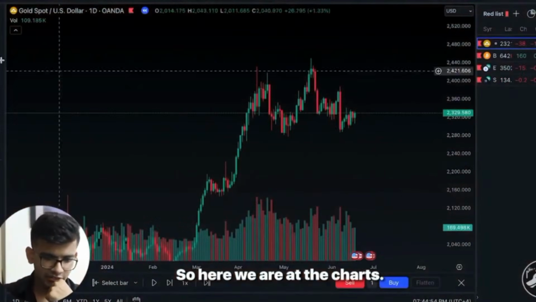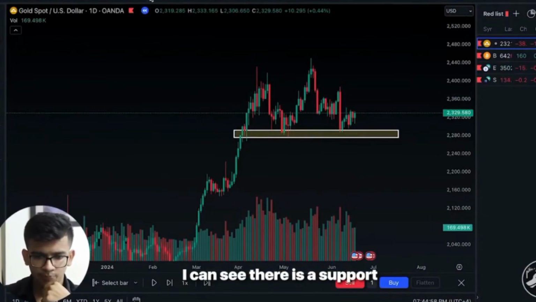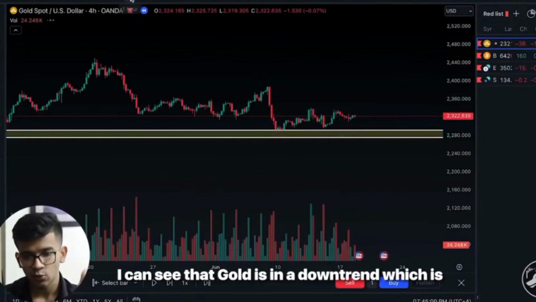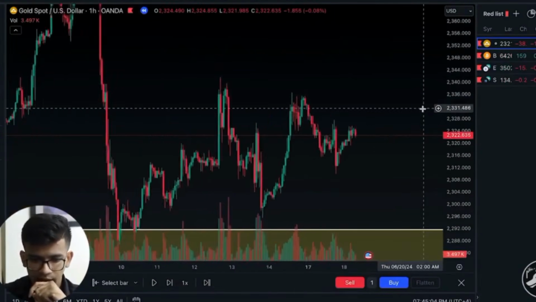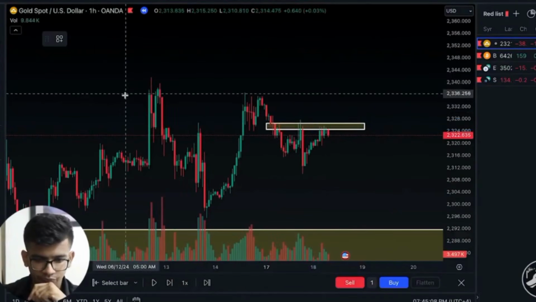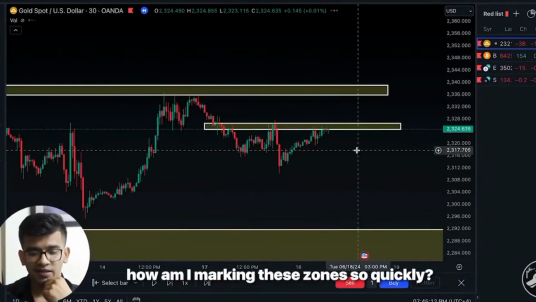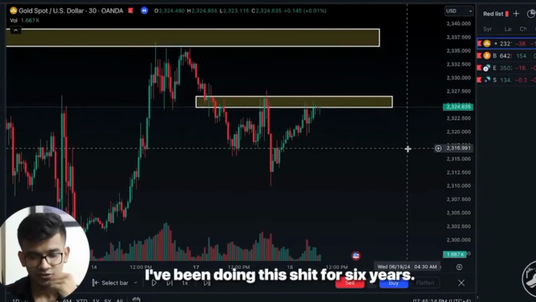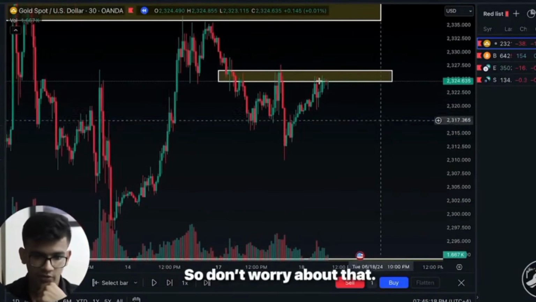So here we are at the charts. Now, straight up looking at the daily time frame, I can see there's a support. On the 4-hour time frame, I can see that gold is in a downtrend, which is lower highs and lower lows. Quickly analyzing the 1-hour time frame, I can see a resistance right here. If you're worried how I am marking these zones so quickly, I've been doing this for 6 years. Don't worry. The more you practice, the better and faster you'll get.